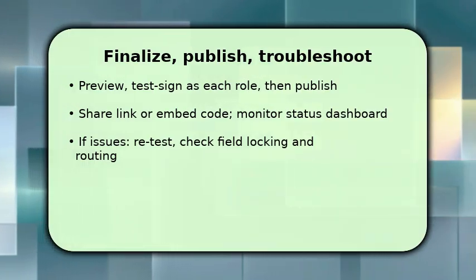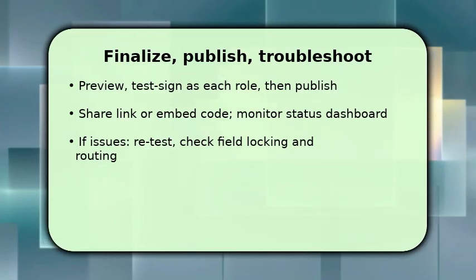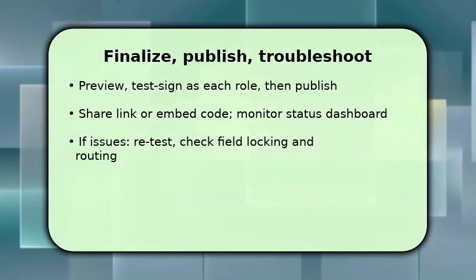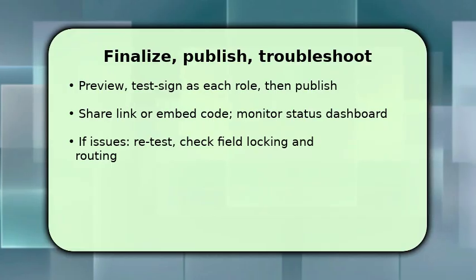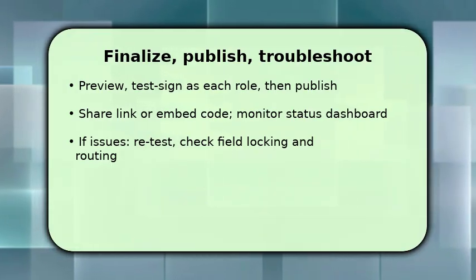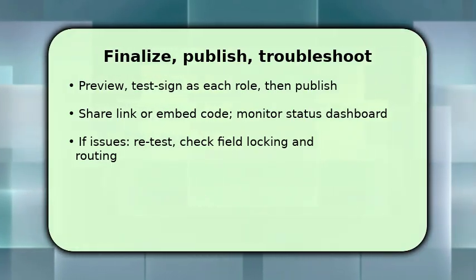If something goes wrong, retest immediately and inspect field locking and routing order. Incorrect locks or an out-of-sequence route are the most common causes of failed signatures, so fix those first.